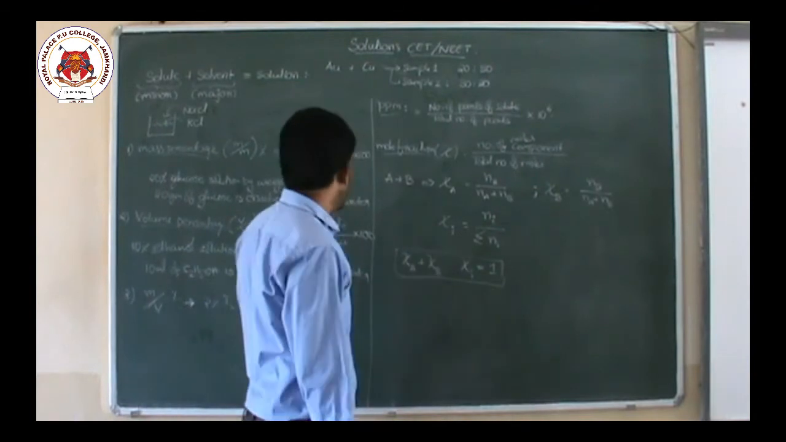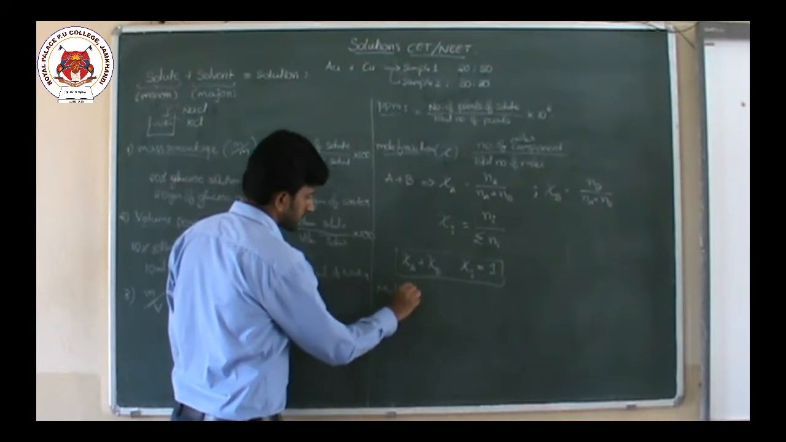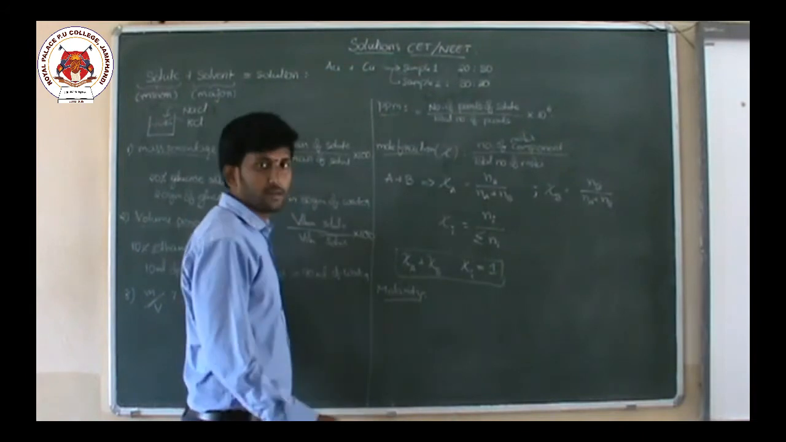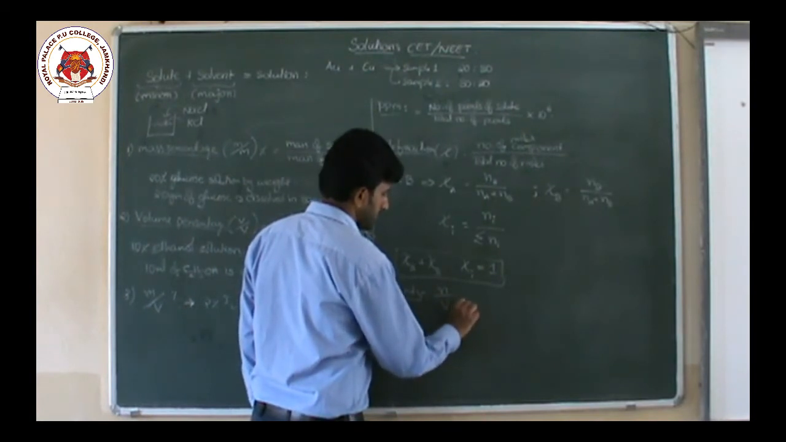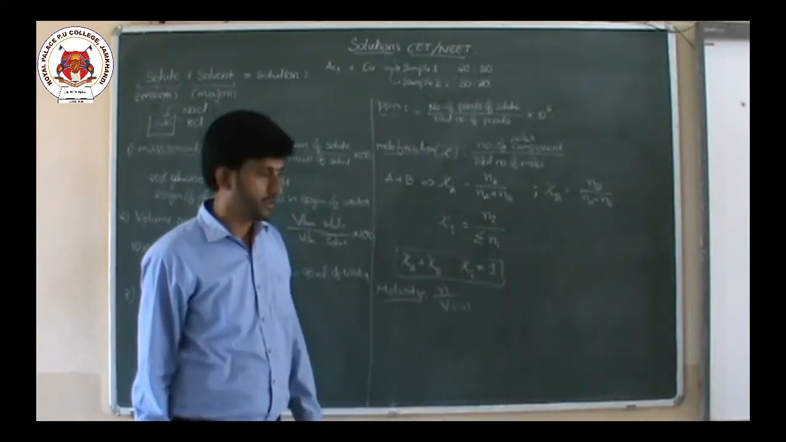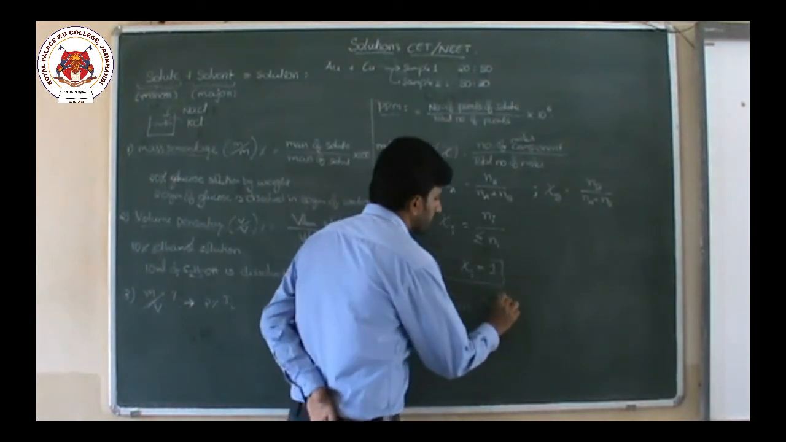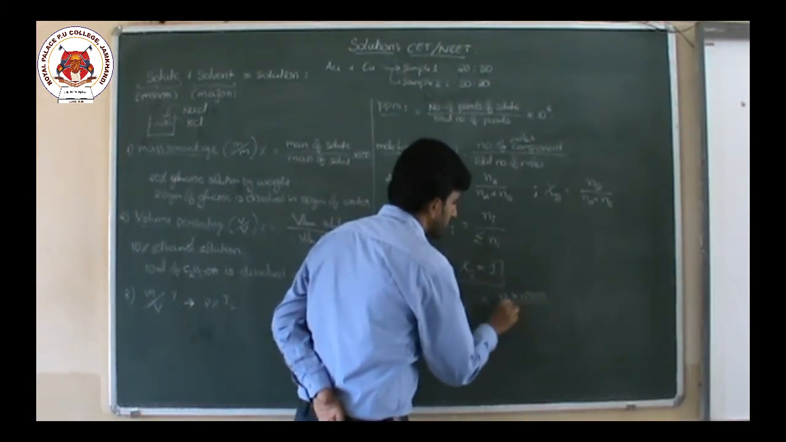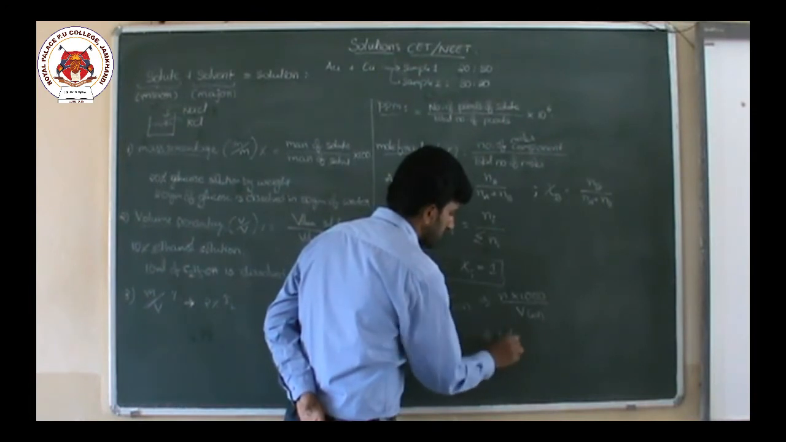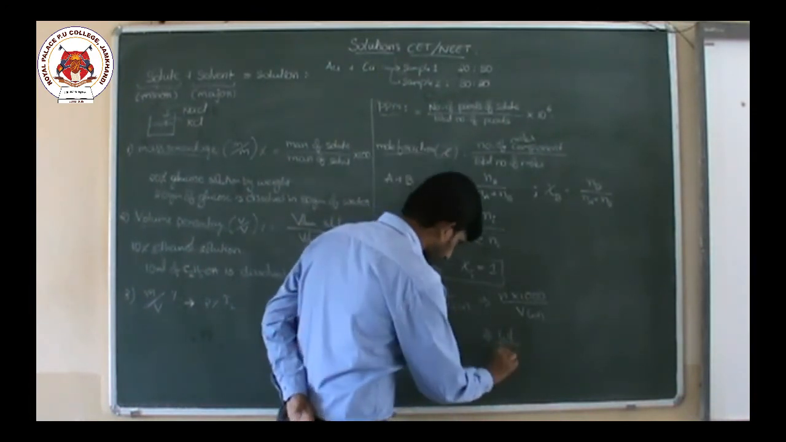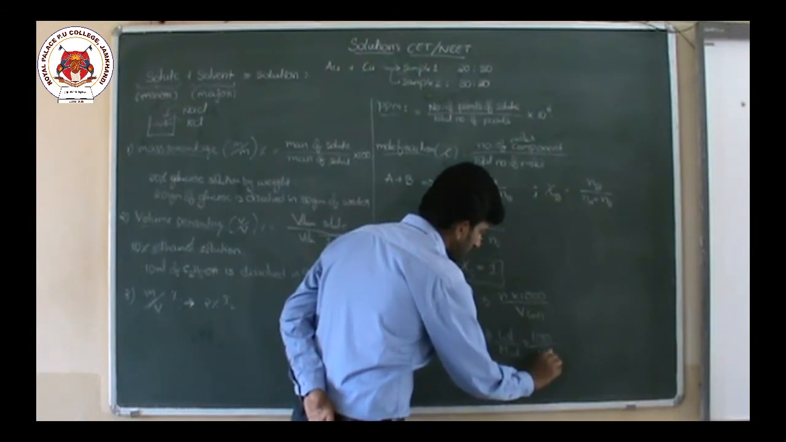Next term we need to define here is molarity. As you know, molarity is defined as number of moles per liter. There are different formulas: number of moles into 1000 by volume in ml, or you know the formula, number of moles is weight by molecular weight. So weight by molecular weight into 1000 by volume in ml.